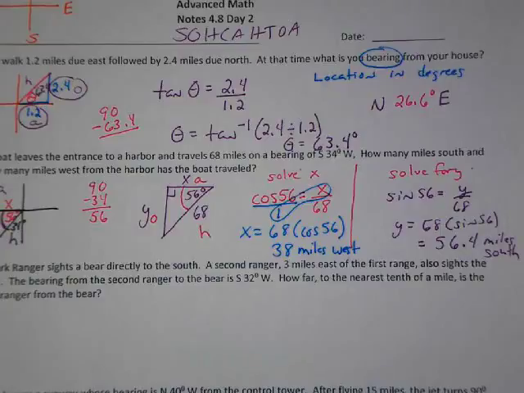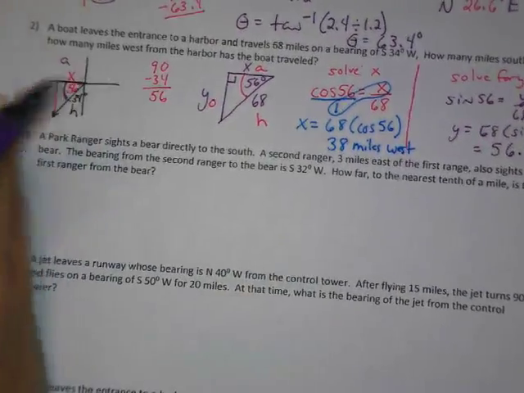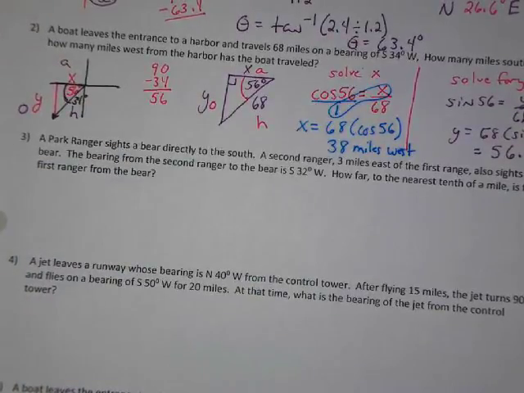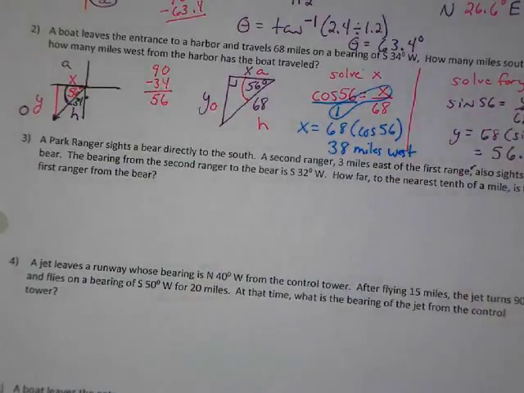Alright? Number 3. A park ranger sights a bear directly to the south. A second ranger 3 miles east of the first ranger also sights the bear. The bearing from the second ranger to the bear is south 32 degrees west. How far is the bear from the first ranger?